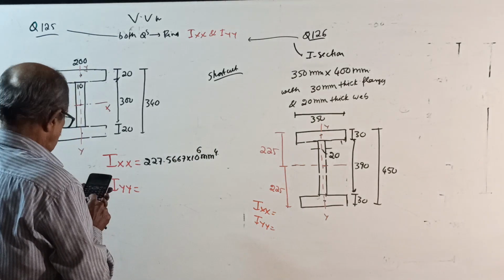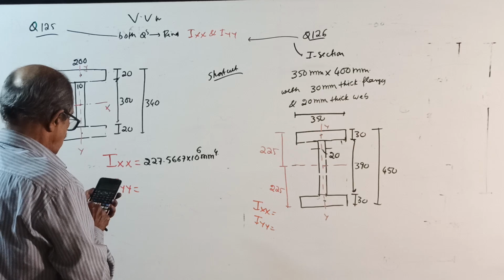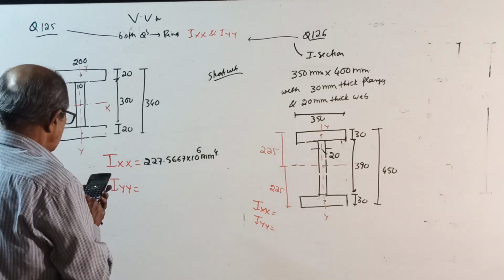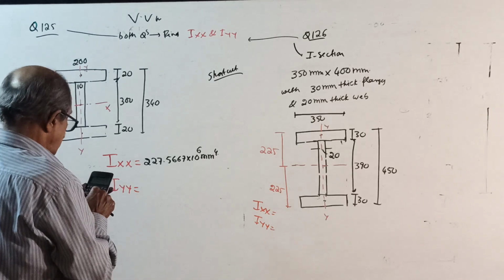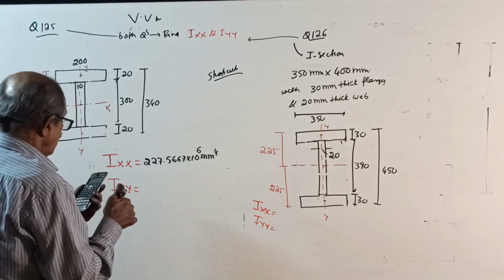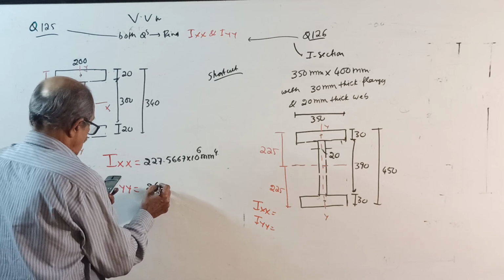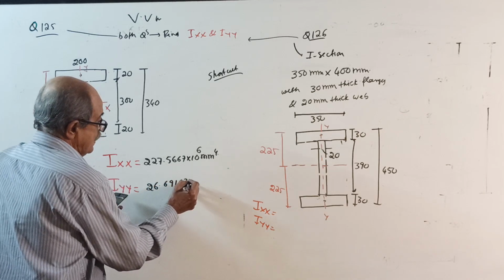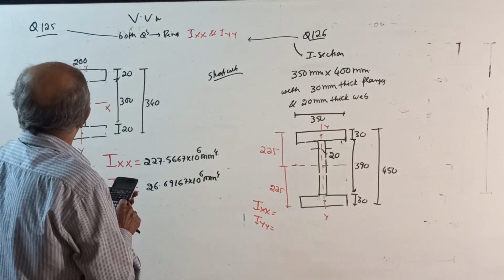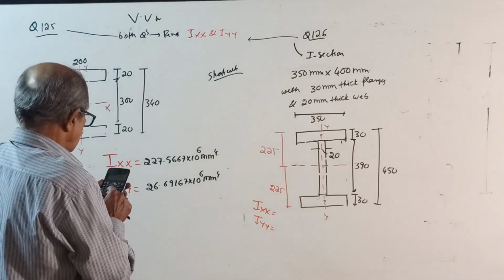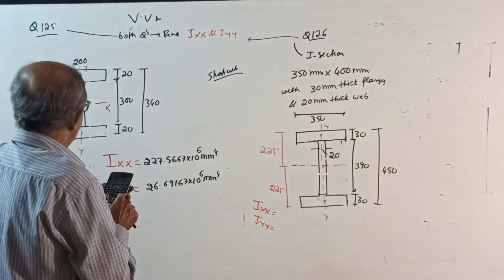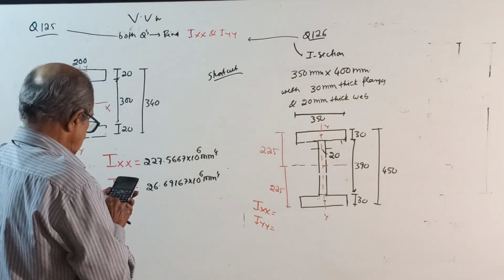Iyy is 2 into ... divided by 12. 26.69167 into 10 to the power 6 millimeter to the power 4. If wrong, let me know in the comment section. I'll check once again if you want. 200 into 340 cube minus 190 into 300 cube divided by 12.